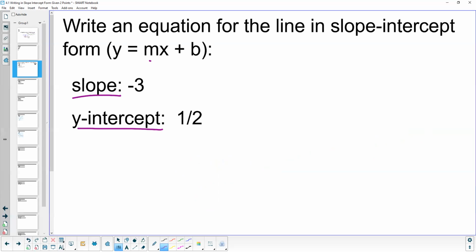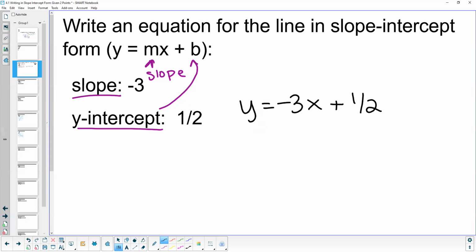Now, we talked about how m is the same thing as our slope and b is the same thing as our y-intercept. So what we can do here is just substitute in our slope and our y-intercept for m and b respectively. So in this case, we would have y equals our slope, which is negative 3x, plus our y-intercept, which is 1/2. And that's it. When they give us our slope and our y-intercept, it is so easy for us to write this equation.